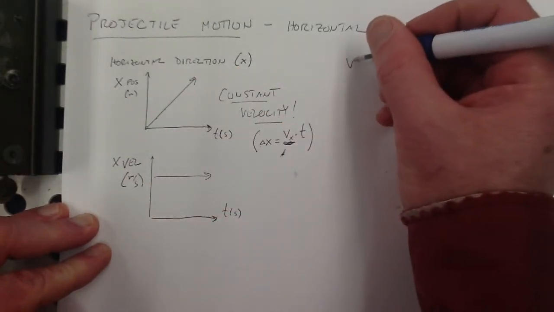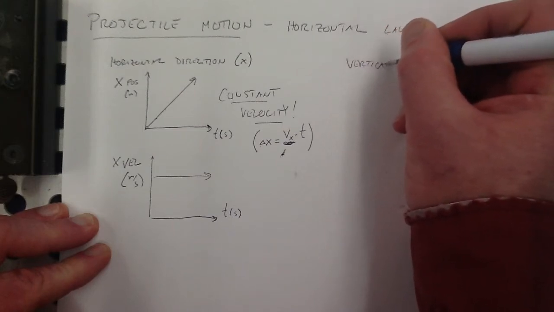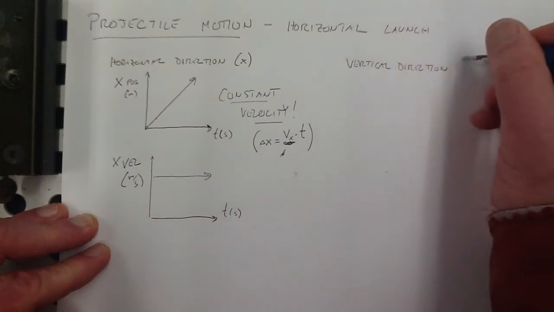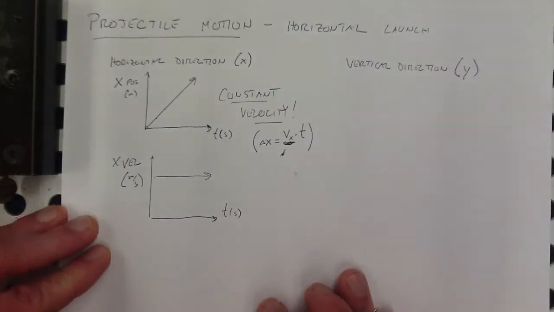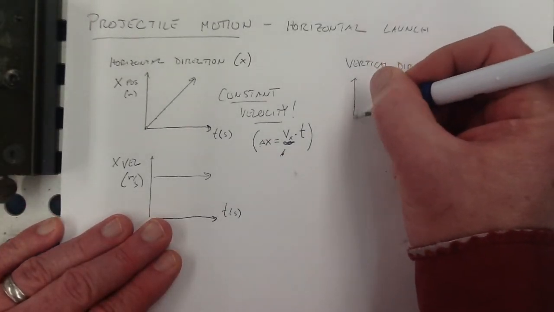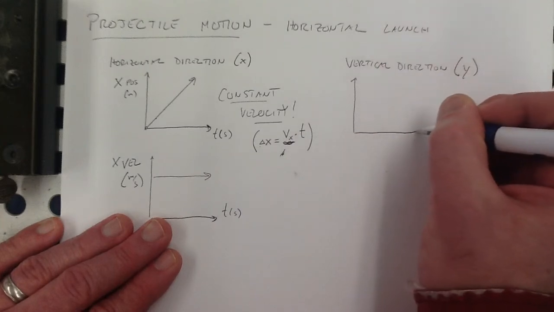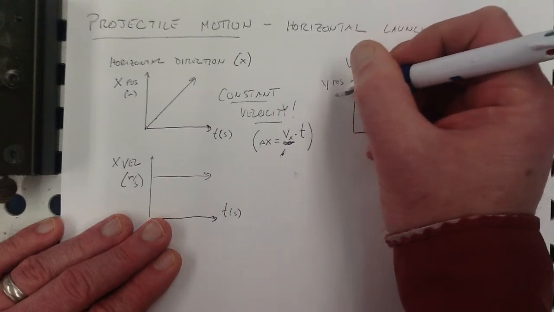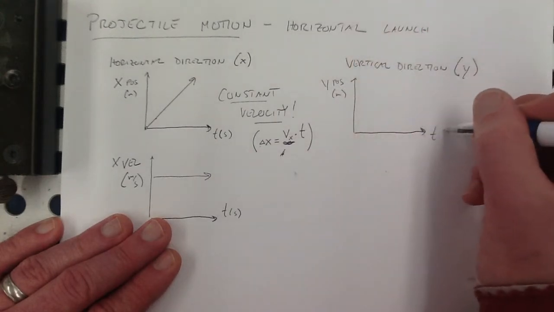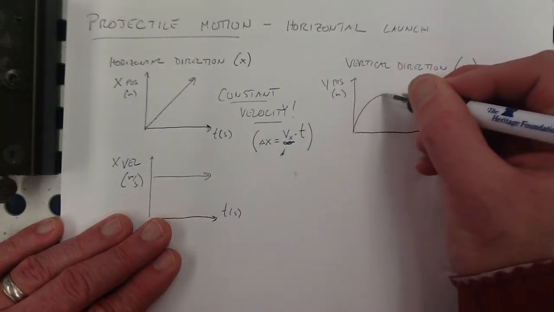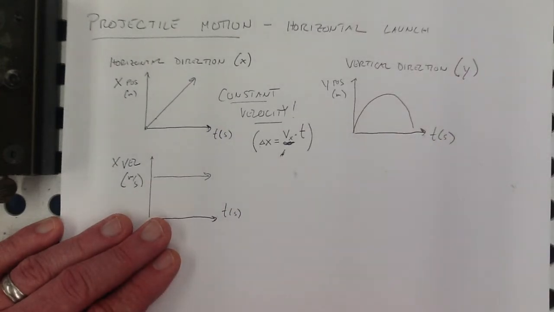Now, in the vertical direction, which we're going to call the y direction, what did your position time graph look like there? In the vertical direction, the ball went up, then it came back down again. This is the graph of y position measured in meters versus time measured in seconds. It looked something like this. Right, the ball went up and it came back down again.